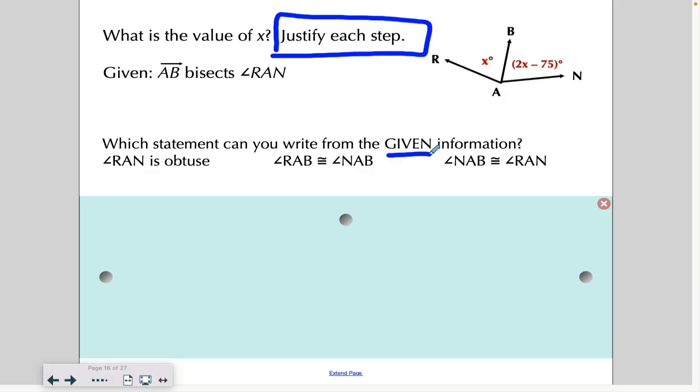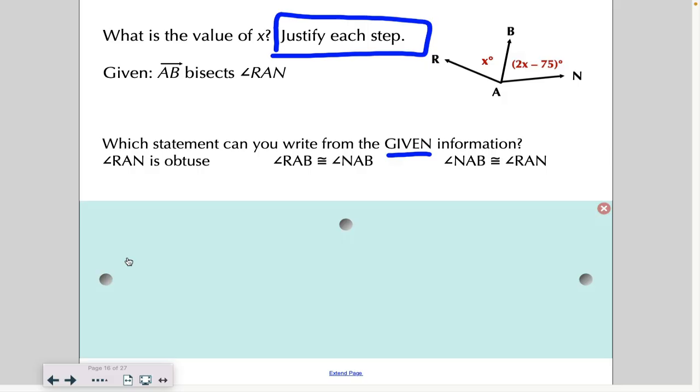And I want you to sit down when I say your choice. Who wants angle RAN is obtuse? Good, you can't do that. Who wants angle RAB is congruent to angle RAB? Good job. So nobody wants this one. Perfect. So again, if you were solving this, I don't doubt that you would know what to do with the algebra.